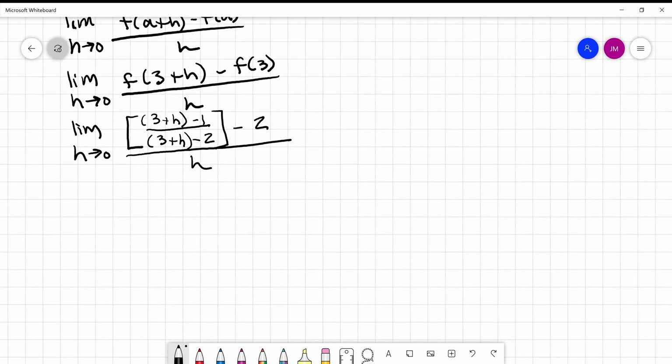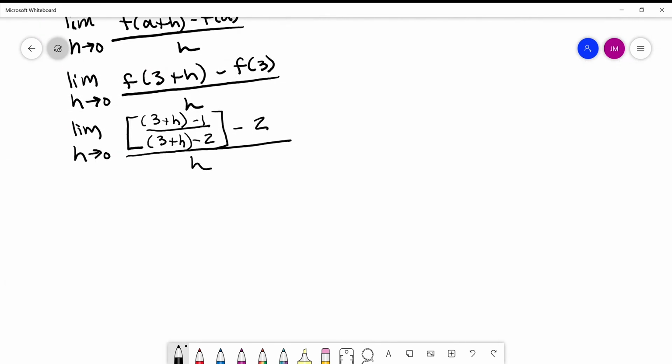And now we want to evaluate this limit. We always try direct substitution first, but if I substitute a 0 in for h, I'm looking at an undefined function. So let's see if we can simplify this complex fraction a little bit. So we have the limit as h approaches 0. And on top, we've got 3 plus h minus 1, so that is 2 plus h over 3 minus 2 plus h, which is 1 plus h, minus 2 all over h.